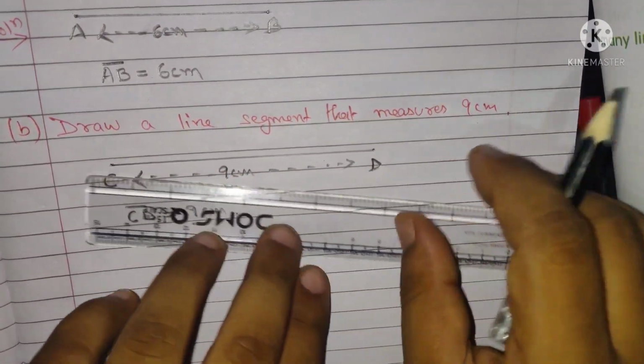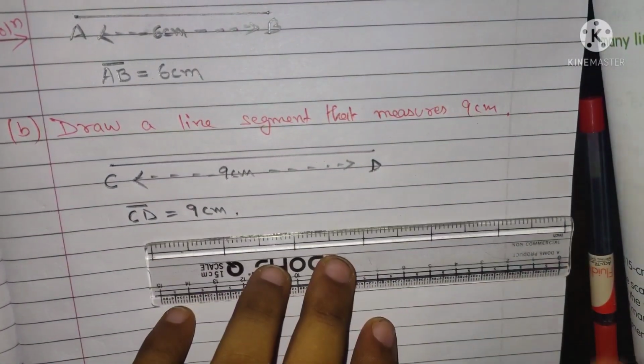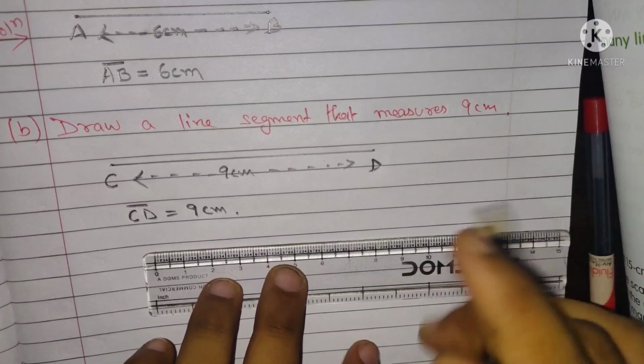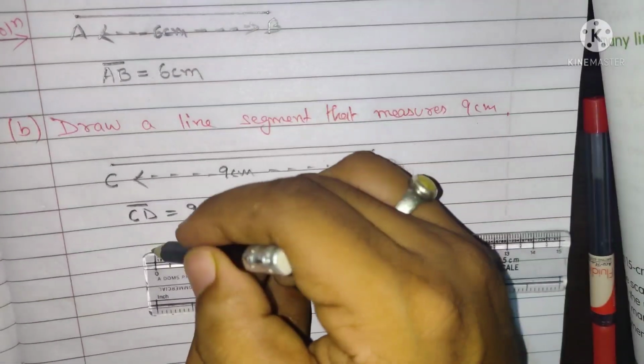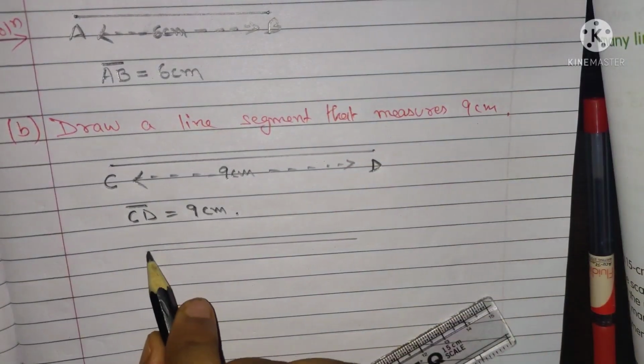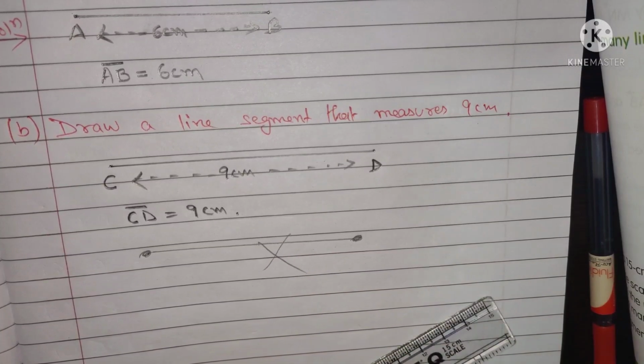One thing you should remember is that while drawing a line segment you place two dots properly. Otherwise some may do it this way: you are asked to draw a line segment of 9 centimeter and, without giving dots, you draw a line of some length. In this way you have drawn a line segment of 9 centimeter and now you are doing it like this, which is completely wrong. Don't do it this way.